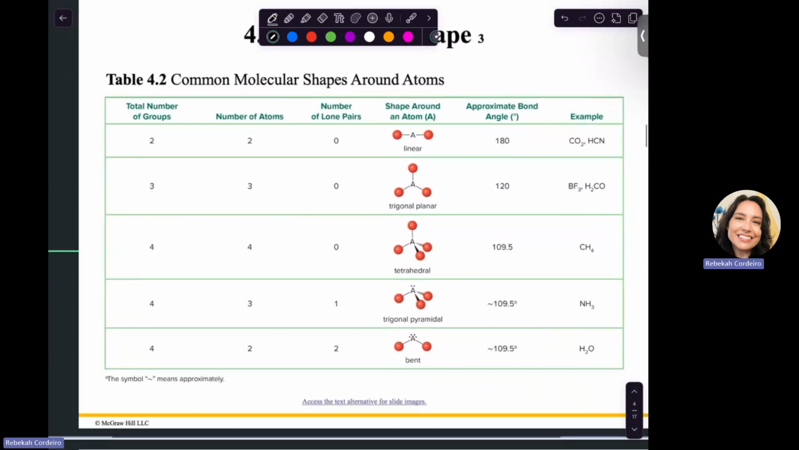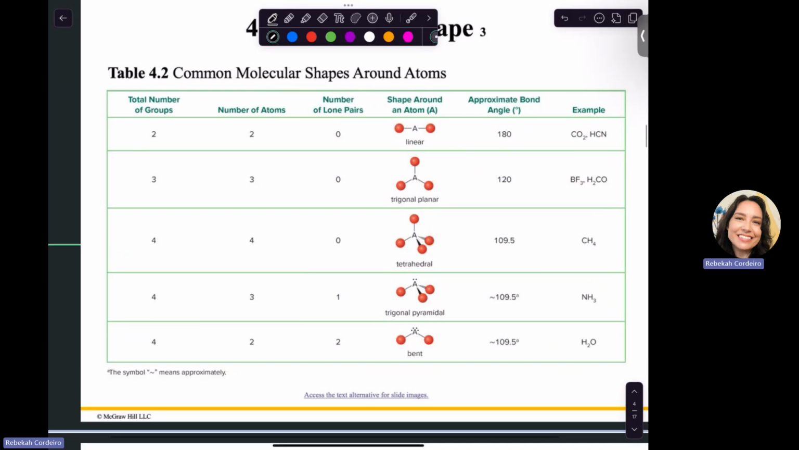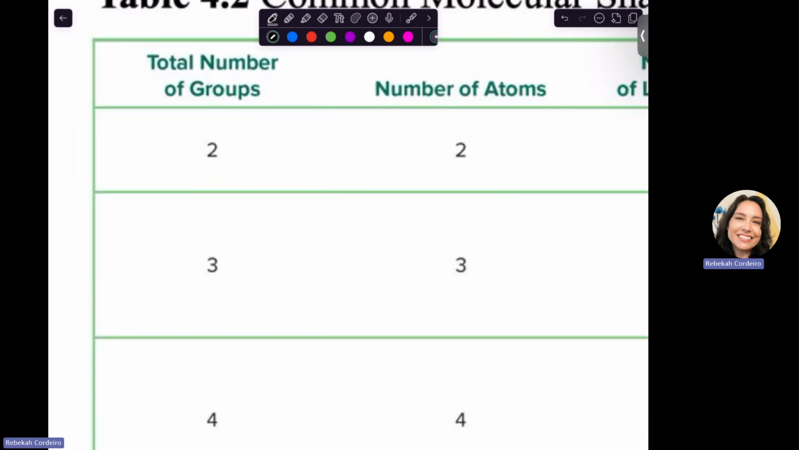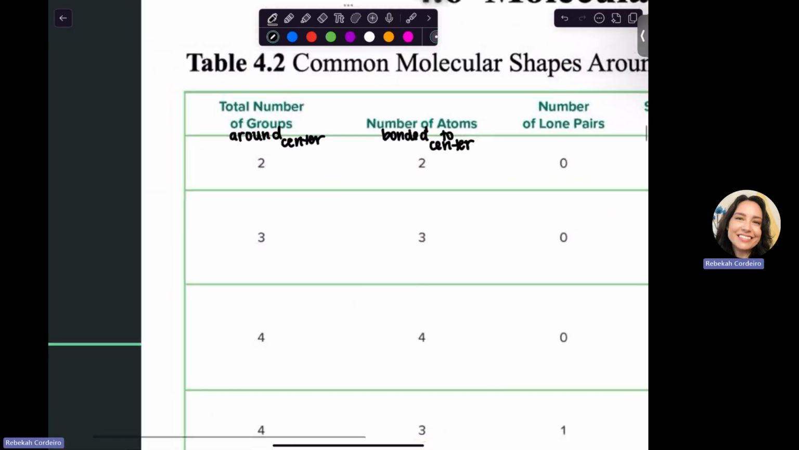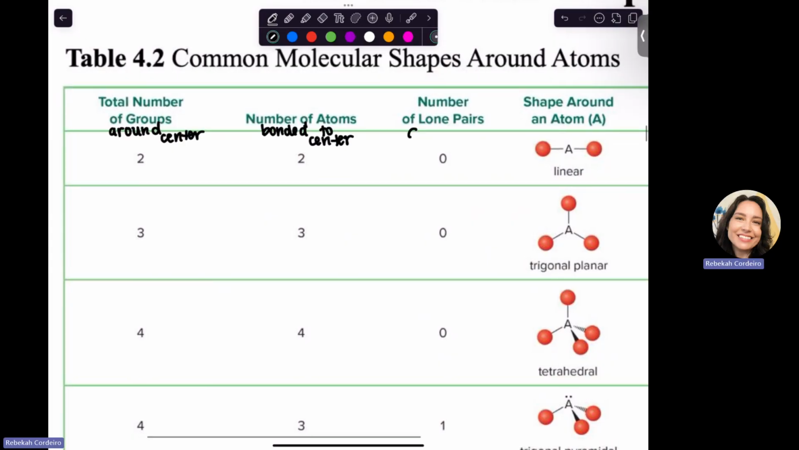This is what you're memorizing for this section. So you're going to memorize these common shapes around the atoms. When we're talking about number of groups, this is the total number of groups on the left side around the center, specifically. Then the number bonded to the center. So all of this is based on that center atom being the star of the show. Then the number of lone pairs around the center.